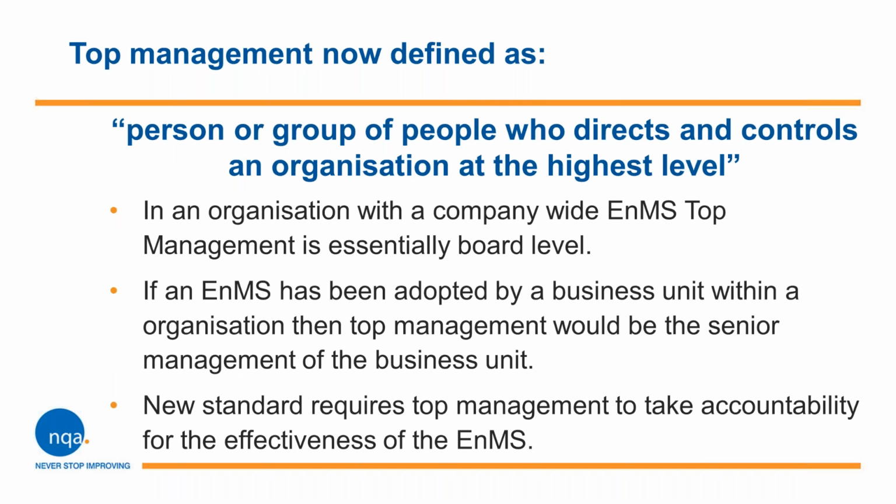So that's who top management are, a person or group of people who direct and control an organisation at the highest level. And ultimately, top management now take the accountability for the effectiveness of the energy management system. If you are only implementing this standard at, say, one manufacturing site that may have a particularly heavy energy usage, but not the rest of the organisation, top management within the scope of the system there would actually be the senior person at that site, not necessarily the senior person that might sit in a boardroom 100 miles away. That's what we mean by the middle bullet point on that slide.